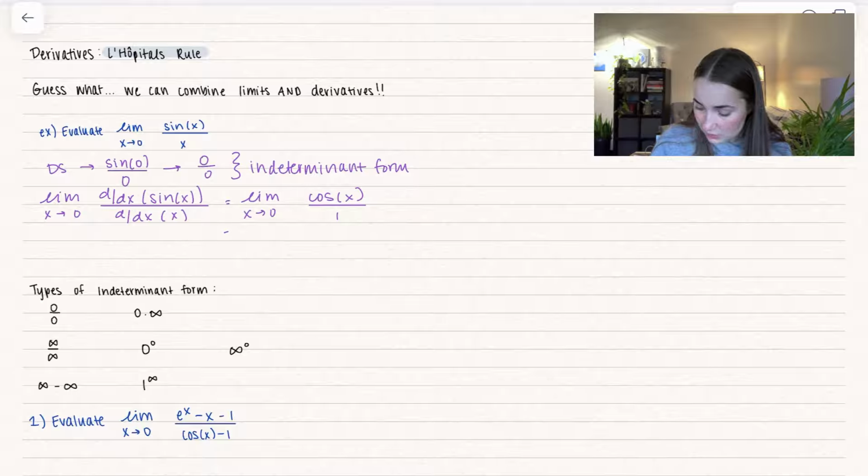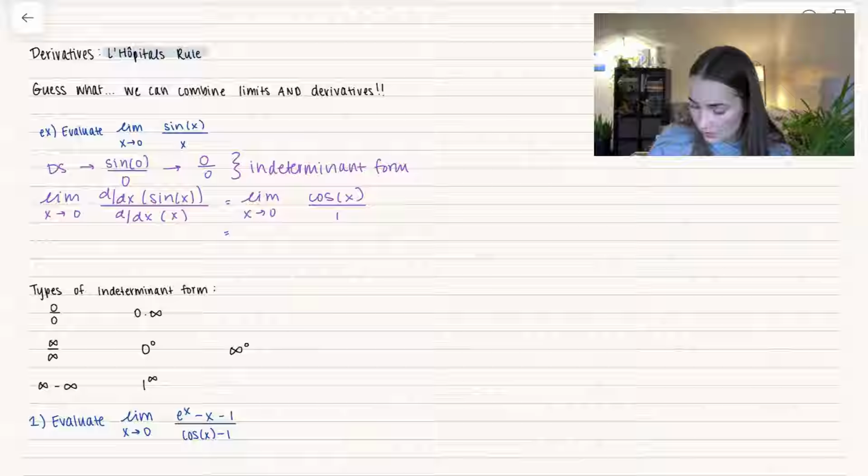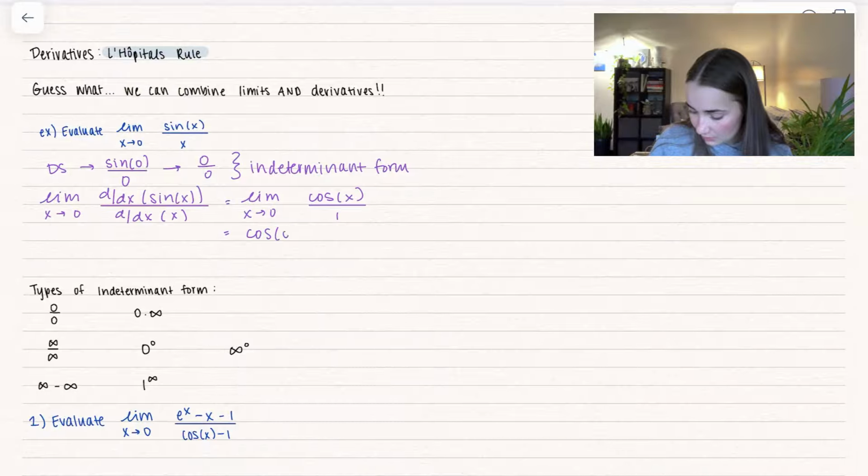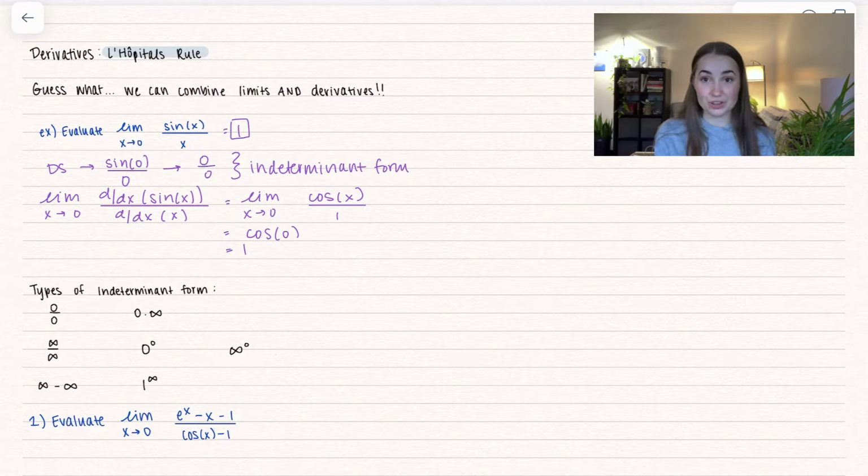So now what we can do is plug in our x value of 0. Here I get cosine of 0, which is equal to 1. So this tells me that the entire limit is actually equal to 1, and that is our solution. So L'Hopital's is a very nice trick we get to use.